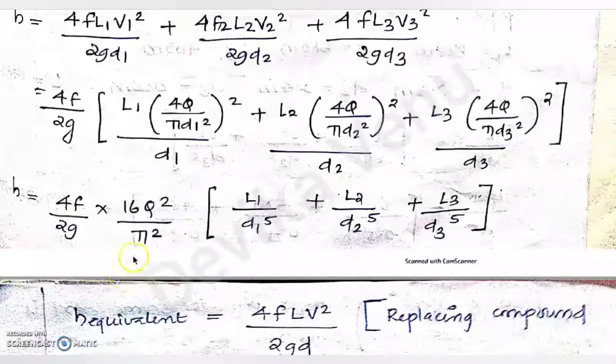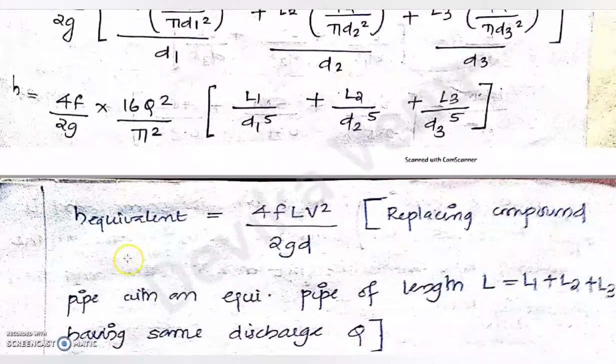Now what is our agenda? It is to find out how to determine the uniform size of an equivalent pipe. So again I am taking H equivalent. I can equate H equivalent and H. Why? Because the condition was like that, isn't it? The condition is that both pipes should have the same discharge and same head loss. So H equivalent is 4FL V square by 2GD.